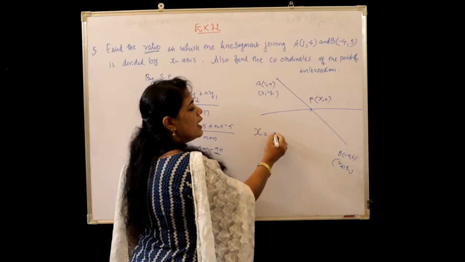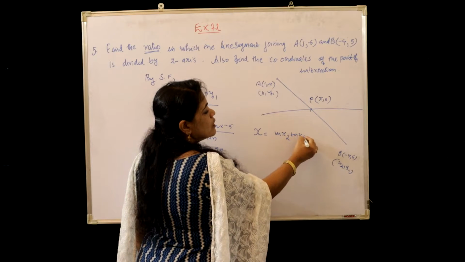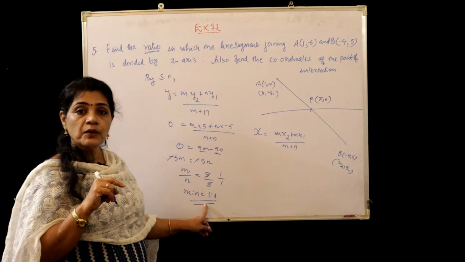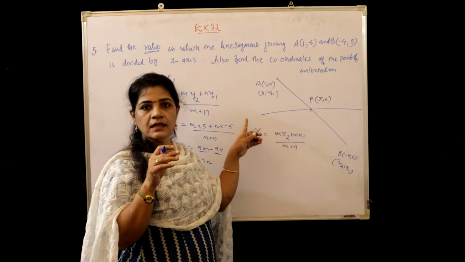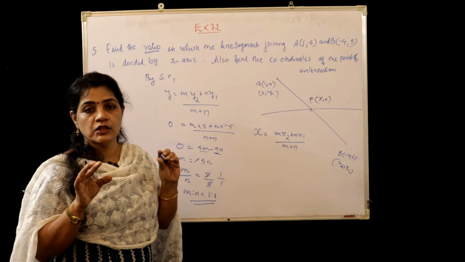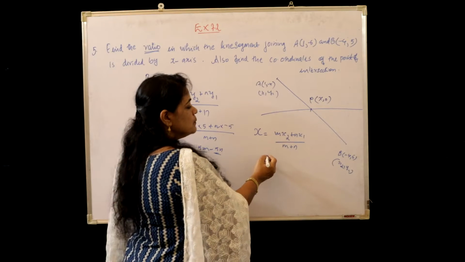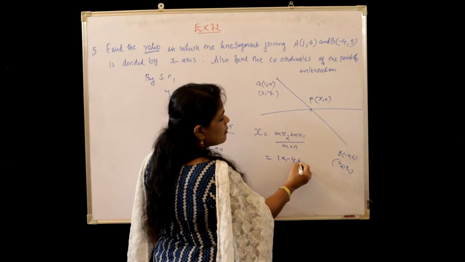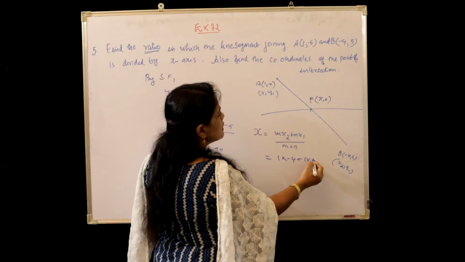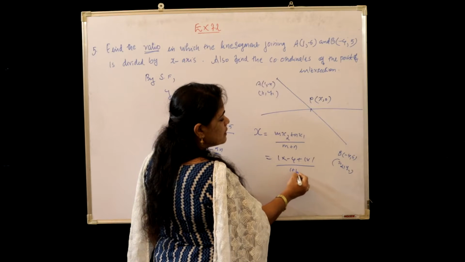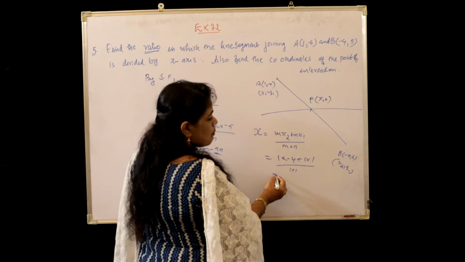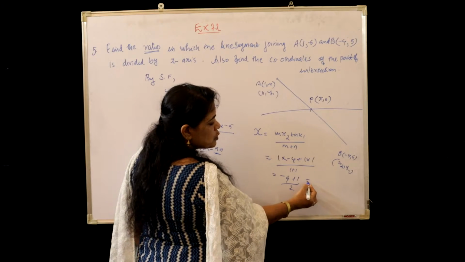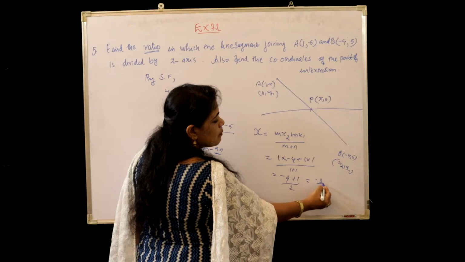So by section formula, mx2 plus nx1 divided by m plus n. See children, here we have already seen the ratio. So the only unknown is x. That is the required coordinate of P of x comma 0. So m is 1 into x2, x2 is minus 4, plus n, also 1, into x1, that is 1, divided by m plus n, 1 plus 1. That is 1 into minus 4 plus 1 divided by 2. Minus 4 plus 1 is minus 3 by 2.